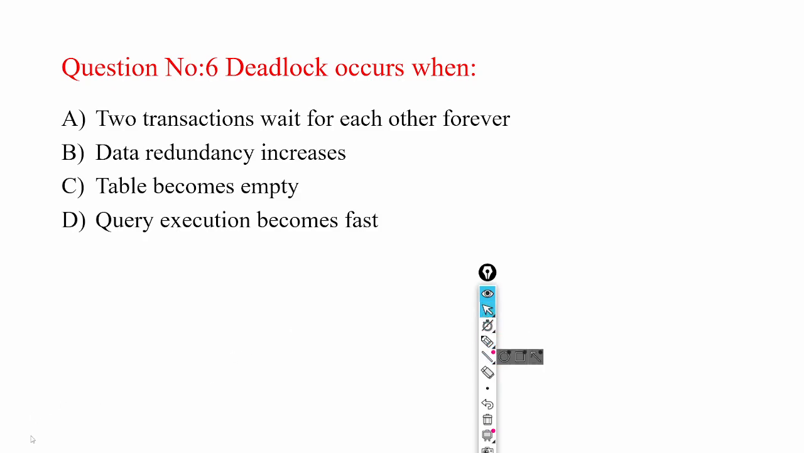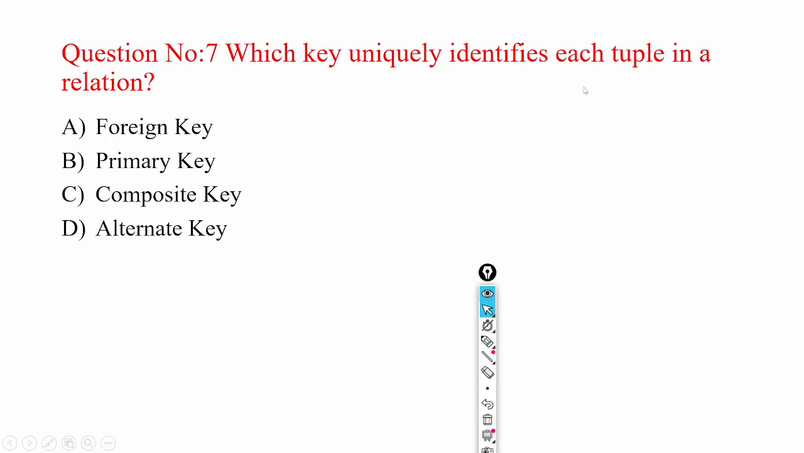Moving to question number 7. Which key uniquely identifies each tuple in a relation? Foreign key, primary key, composite key, alternate key. The correct answer is option B.